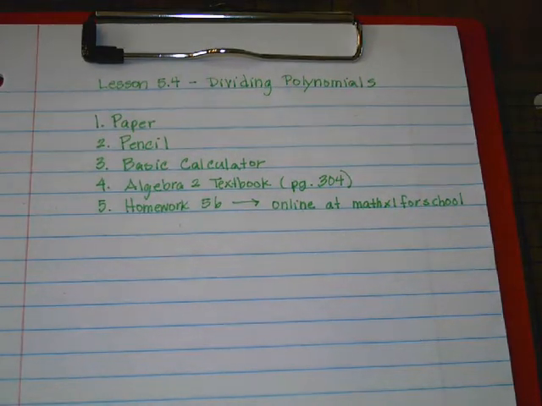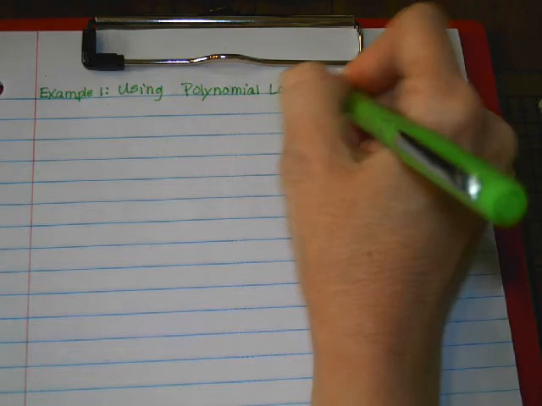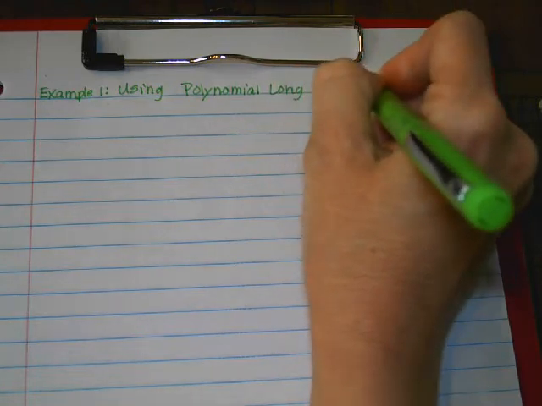Okay, I'm going to go ahead and switch out this paper real fast. All right, we're going to move to page 304, where we're going to talk about our first example, which is using polynomial long division. So I'm going to write this down, example 1. Using polynomial long division.